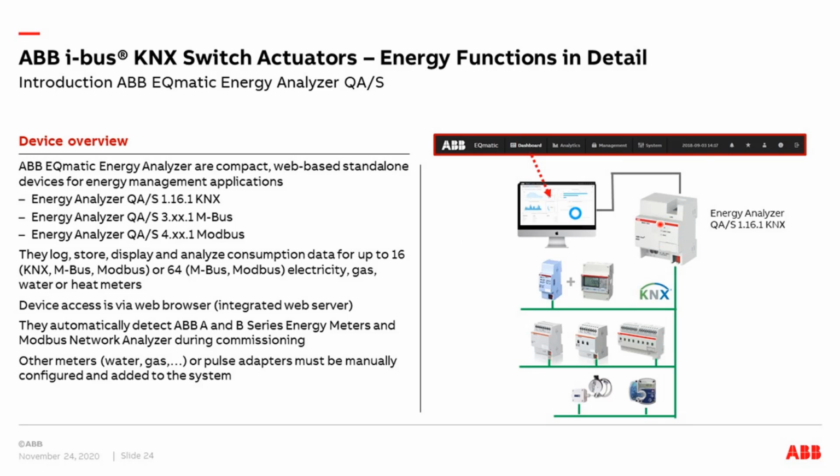Here on the right side, you can see the KNX energy analyzer. It gets all meter data via KNX. Of course, when you use the M-bus or Modbus version, then you connect M-bus meters or Modbus meters. The device has a web server built inside, so the end user can have access via a standard browser via the IP address. Then he can see all the meter values. The device has automatic detection of ABB A and B series meters and some network analyzers, so it's maybe not necessary to configure all of them. If you use third-party meters on M-bus or Modbus, then of course you have to do a manual configuration of these devices.